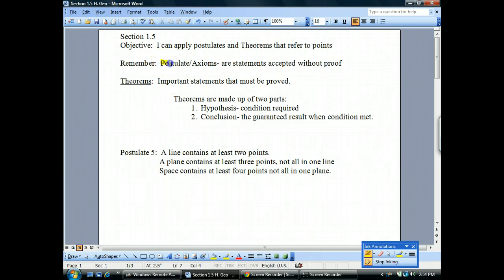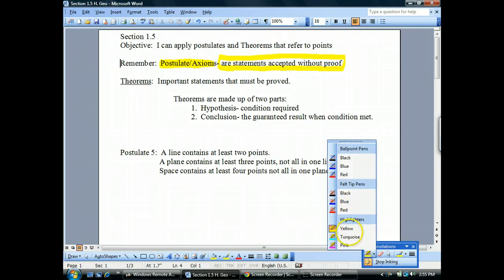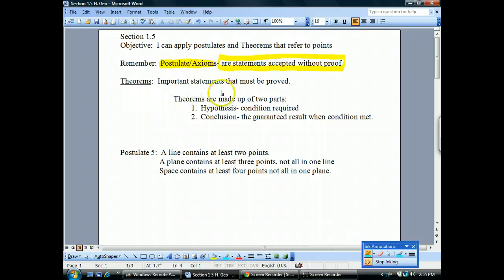Remember that a postulate or an axiom is a statement accepted without proof. So in other words, we just accept it. It is true, and we just go on from there. We can use it, apply it, and it's true, okay? A theorem, however, are important statements that must be proved.